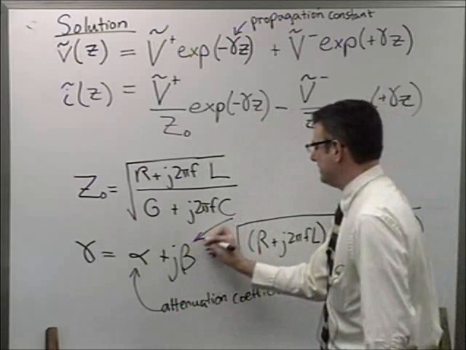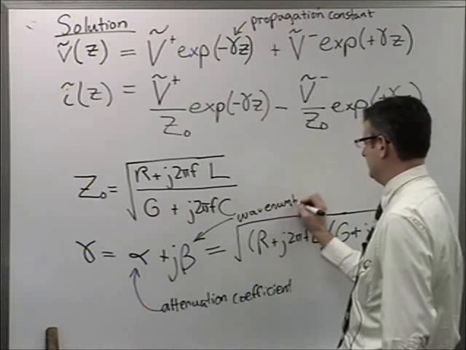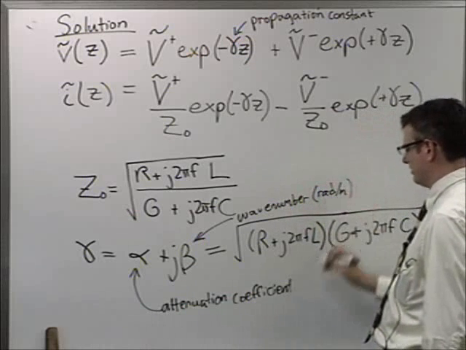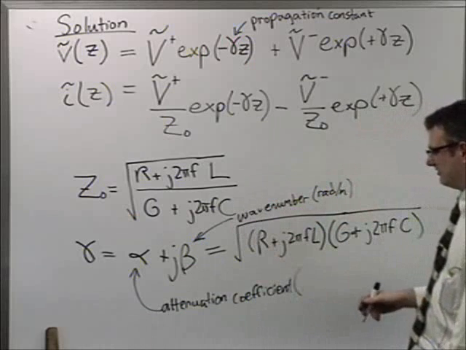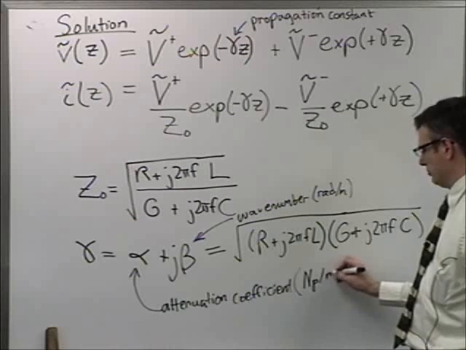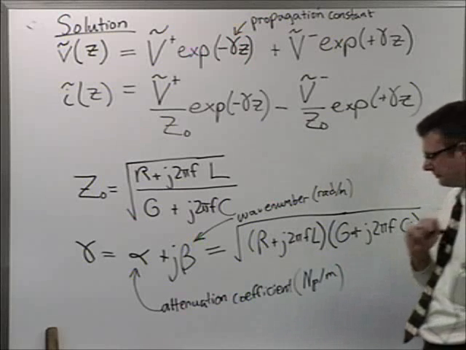And the beta is the same old beta that we're used to. This is the wave number, in units of radians per meter. And technically this is the same units, but in attenuation we call it Nepers per meter when you're not doing angular things.